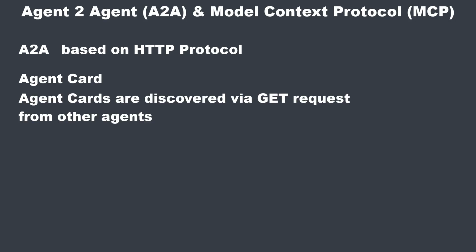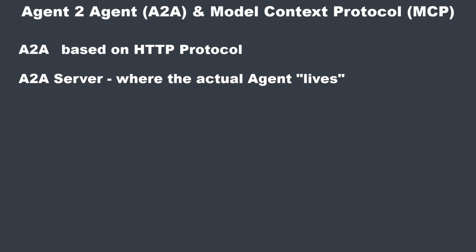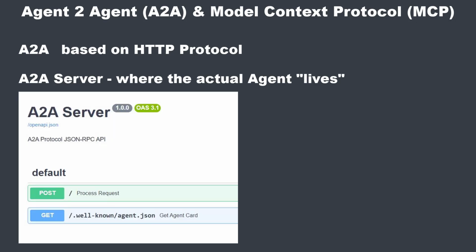The second component is the A2A Server. So that's the agent itself. In its simplest form, it provides exactly one endpoint, a post request to the root route that handles all incoming tasks, tracking their status like submitted, working or completed, and sends back the result.